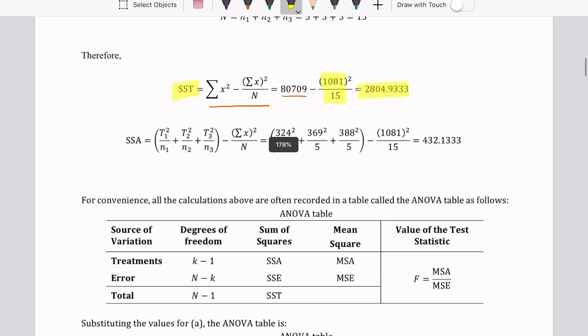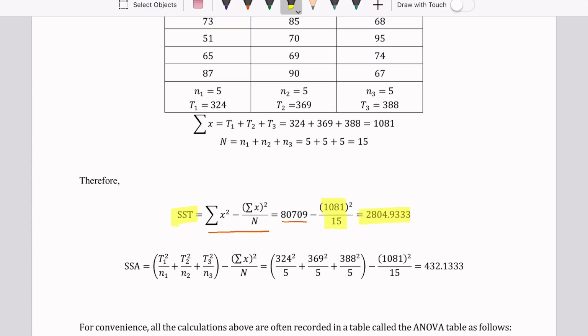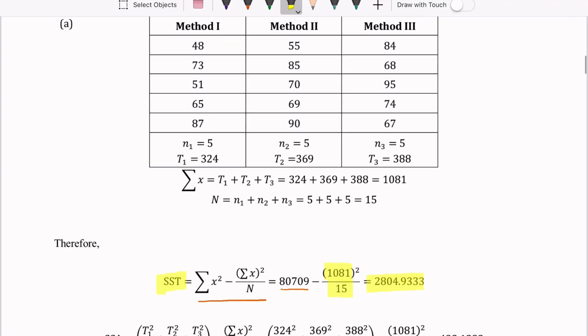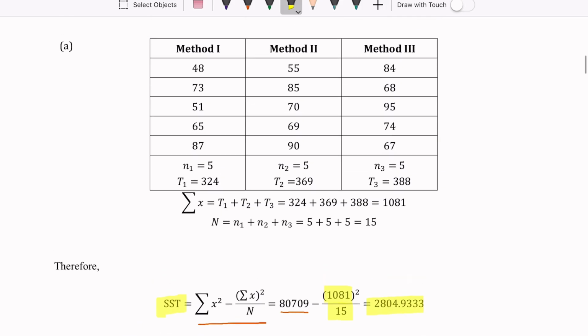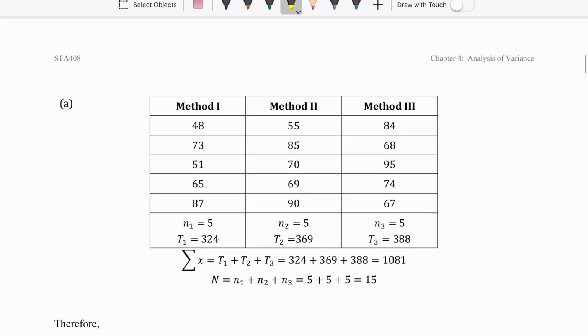Now we calculate the SSA. This is the formula for SSA. Let us recall this notation. Let us take a look at the first term. T1 is the total score of group 1, T2 is the total score of group 2, and T3 is the total score of group 3. We prepare for you the table of the total of each of the groups.